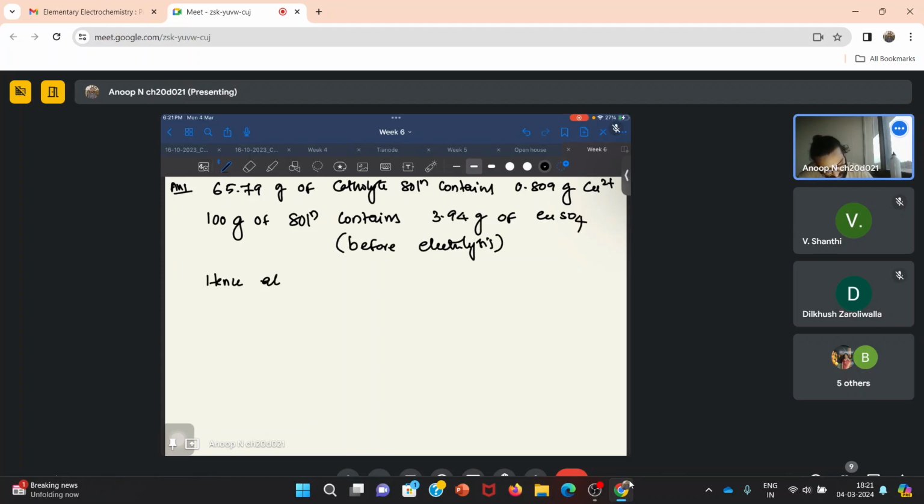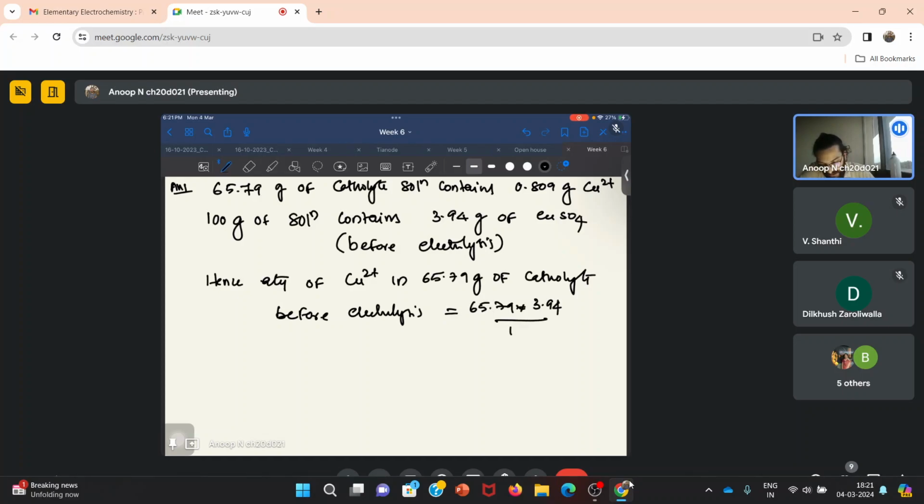Hence the quantity of Cu2+ in 65.79 gram of catholyte before electrolysis can be written as 65.79 into 3.94 divided by 100, into 63.5 divided by 159.6, which is nothing but 1.031 gram. Is this step clear?